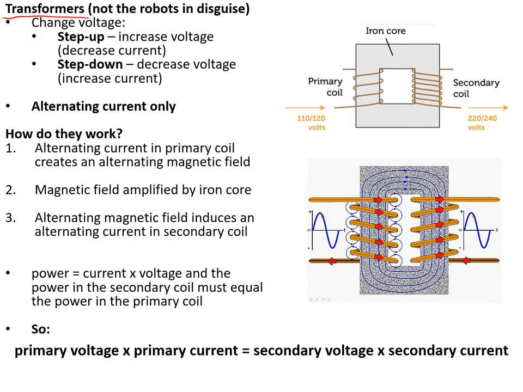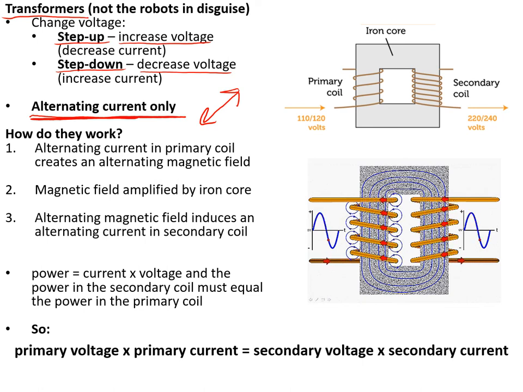Transformers change the voltage or potential difference of an electricity supply. We have step up transformers that increase the voltage and step down transformers that decrease the voltage. Importantly, both step up and step down only work with alternating current. Remember, alternating current is when the electrons switch direction backwards and forwards many times each second, about 50 times per second for the mains electricity supply.